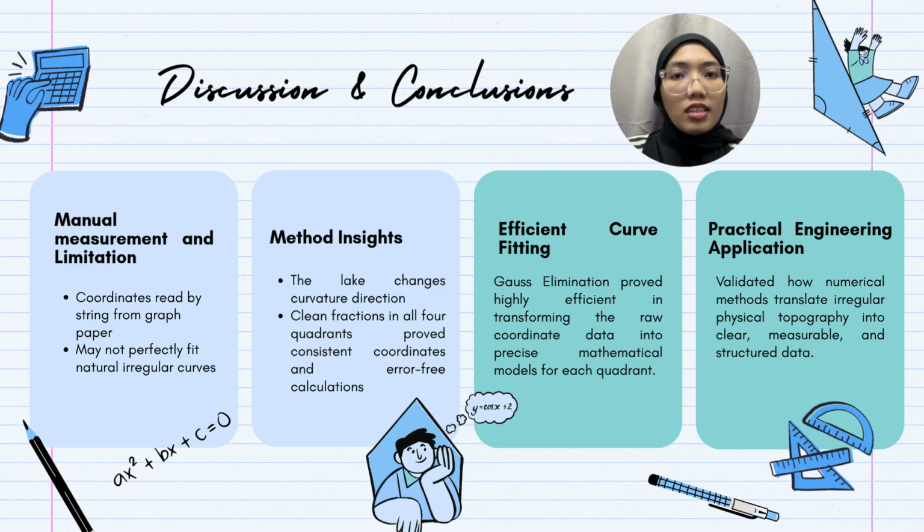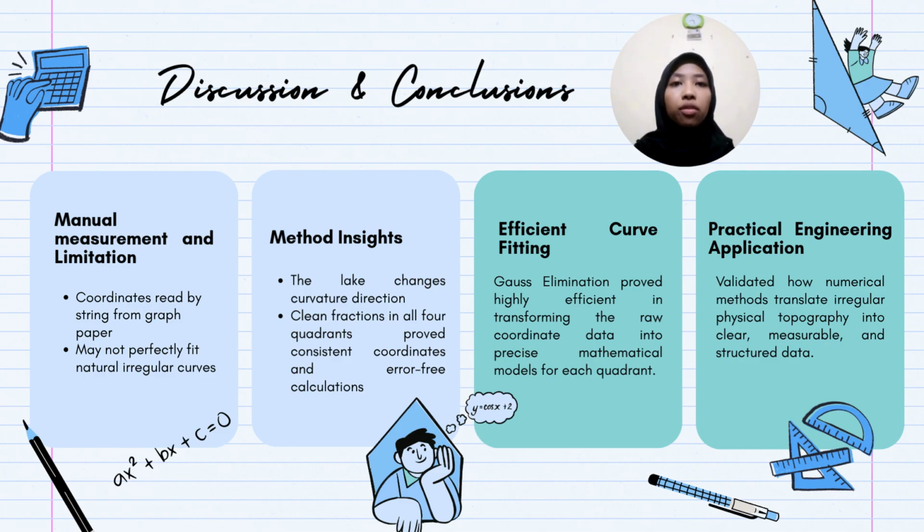Besides that, the quadratic model used may not perfectly fit the actual irregular shape of the lake boundary, since natural curves are more complex than smooth mathematical equations. These factors contribute to the difference between the approximated and actual arc length values. Besides, the second discussion is the method insight.